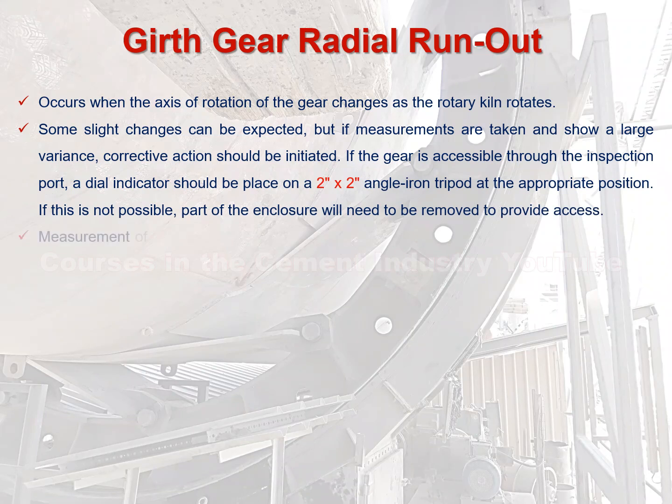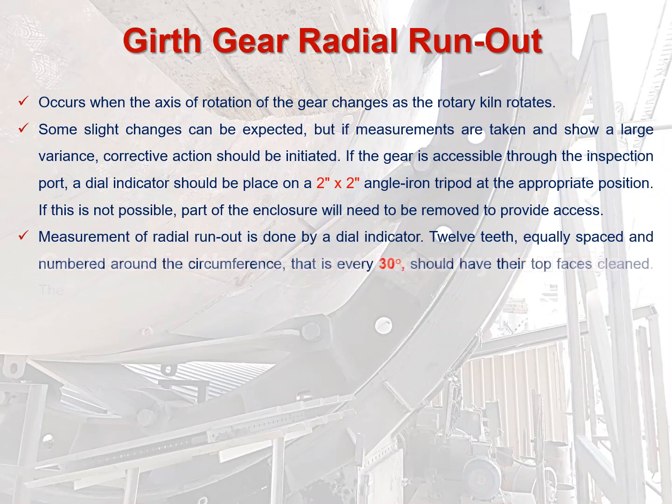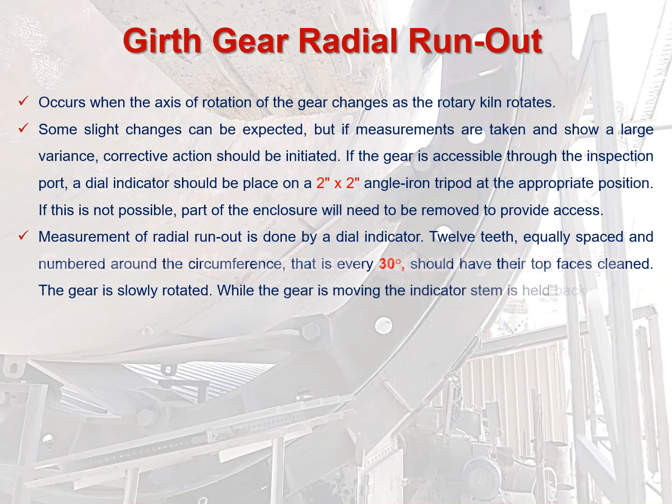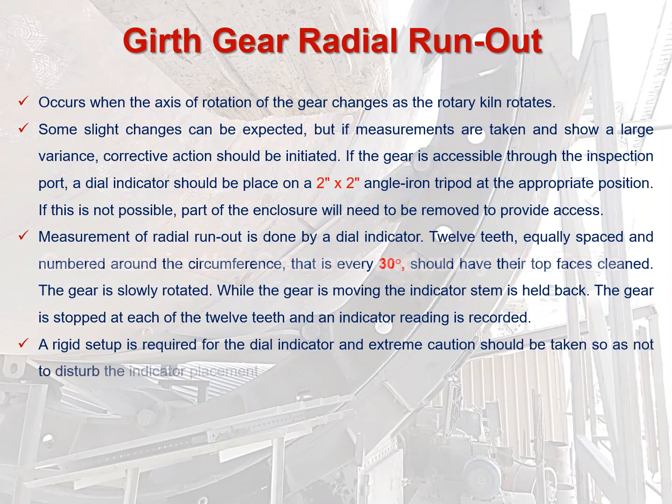3. Measurement of radial runout is done by dial indicator. Twelve teeth, equally spaced and numbered around the circumference, that is every 30 degrees, should have their top faces cleaned. The gear is slowly rotated, while the gear is moving the indicator stem is held back. The gear is stopped at each of the 12 teeth, and an indicator reading is recorded. 4. A rigid setup is required for the dial indicator, and extreme caution should be taken so as not to disturb the indicator placement during the procedure.